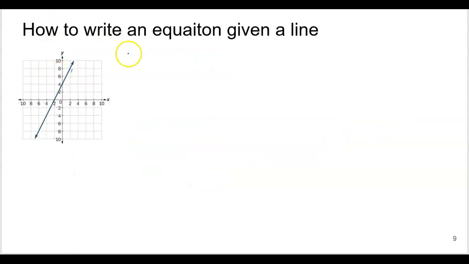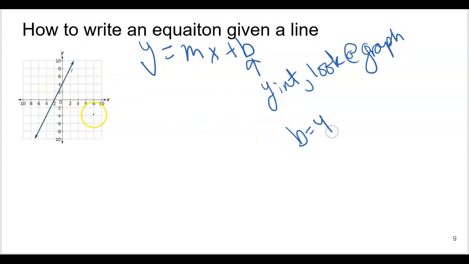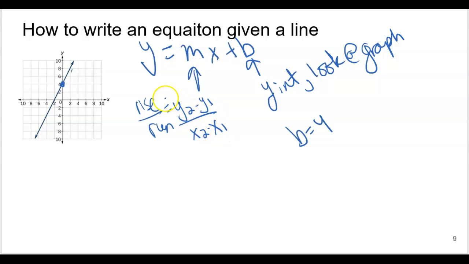Okay, now we're going to talk about how to write an equation given a line. So remember, our equation is y equals mx plus b. My b is my y-intercept, and we can just look at the graph. So for this equation, my b equals 4. Remember, this is my rise over run, or y2 minus y1 over x2 minus x1. So I'm going to treat it like rise over run.